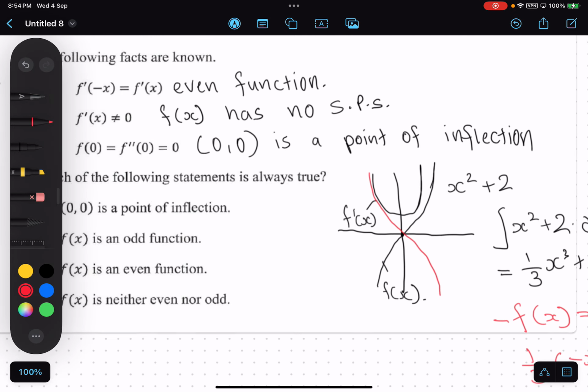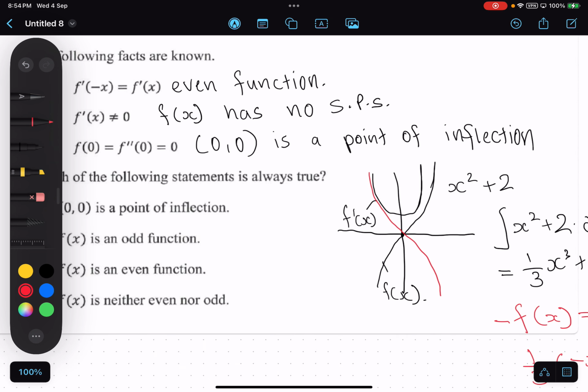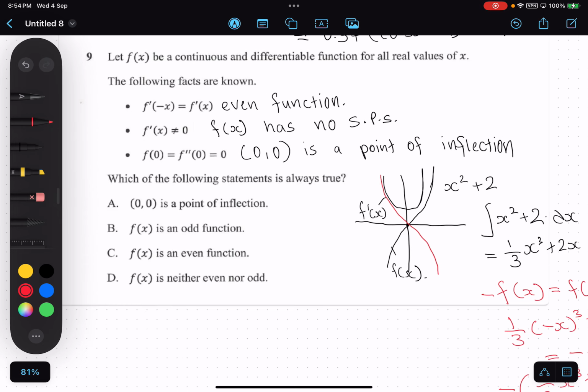So while 0, 0 is a point of inflection, you can see that f of x changes concavity. The more correct answer would be to say that f of x is an odd function, therefore making the answer B.